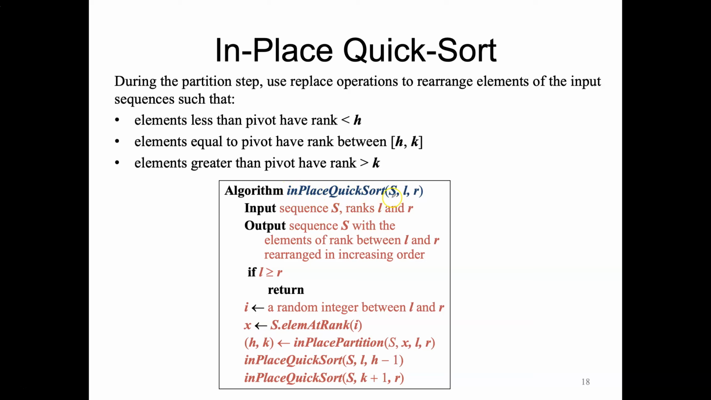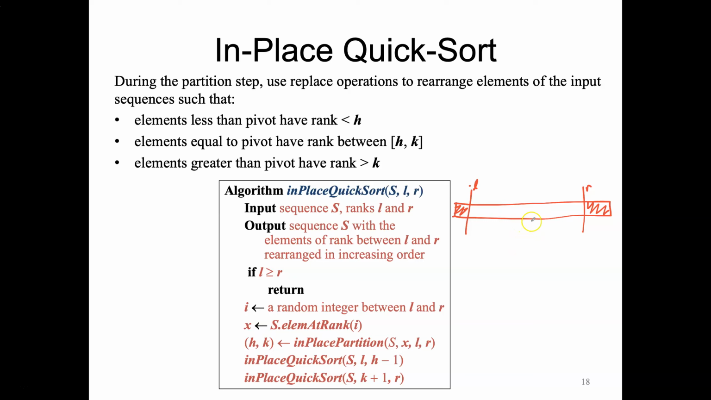Given a particular sequence and a left and a right, a lower and an upper bound, because this is in place, at some time we may only be working on a portion of our sequence. So let's say we're only working on the portion between L and R, and we're not working on this other part, because we're going to make recursive calls and do this for smaller and smaller portions of our sequence.